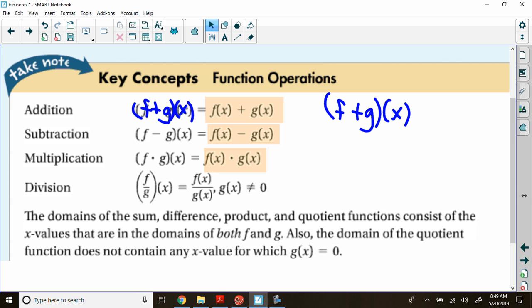Okay? It says if you want to find the domains of f plus g, f minus g, and f times g, you have to find the domain of f, find the domain of g, and put those together. If you want to find the domain of the quotient, you also have to consider that the denominator, whatever function you put into the denominator, is not allowed to equal 0.